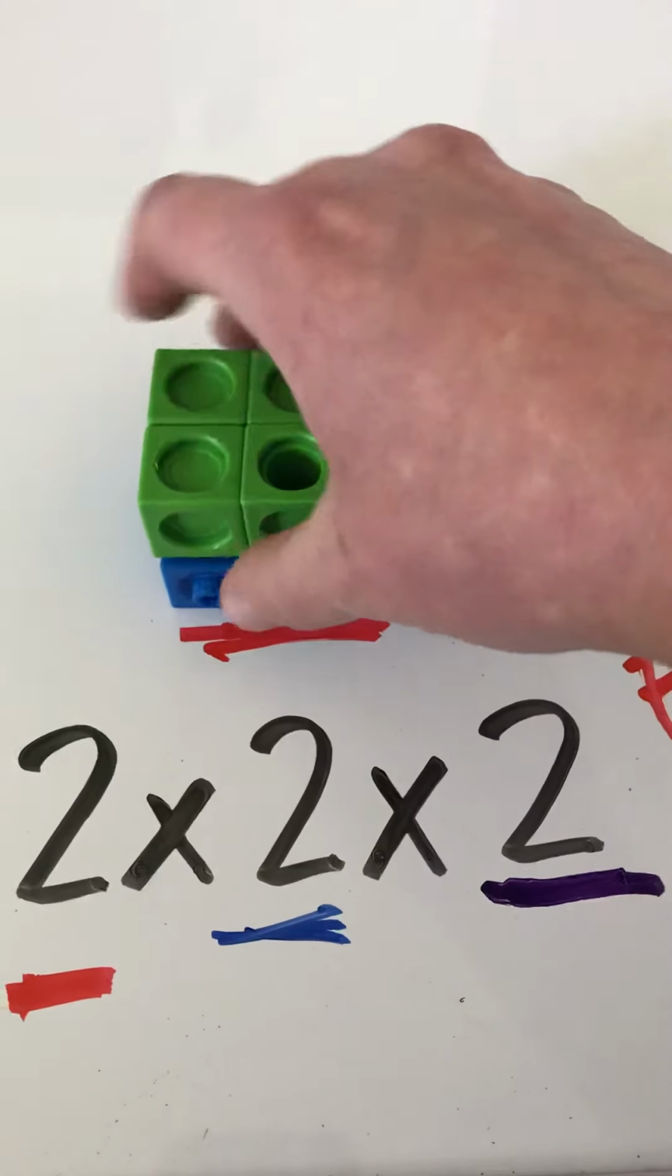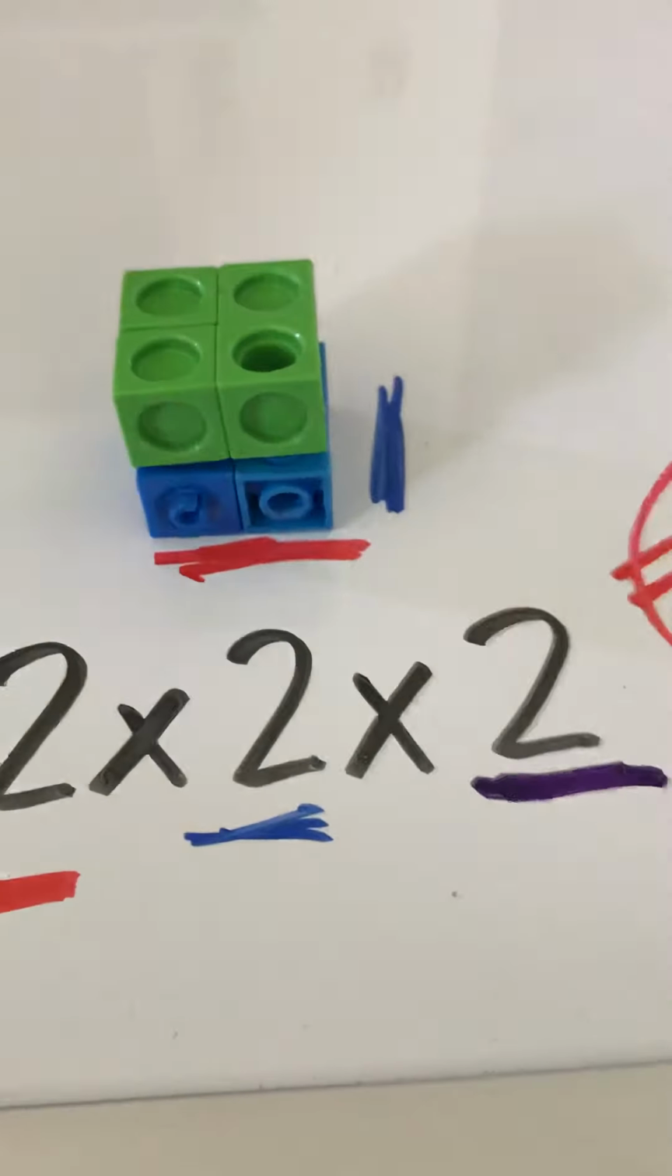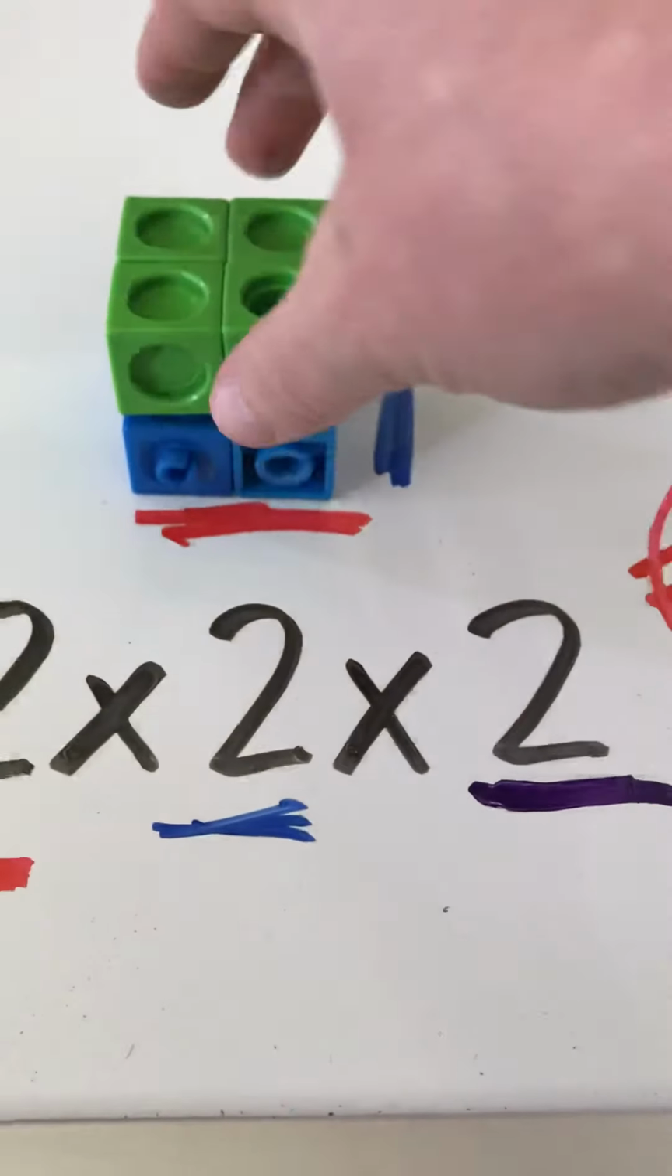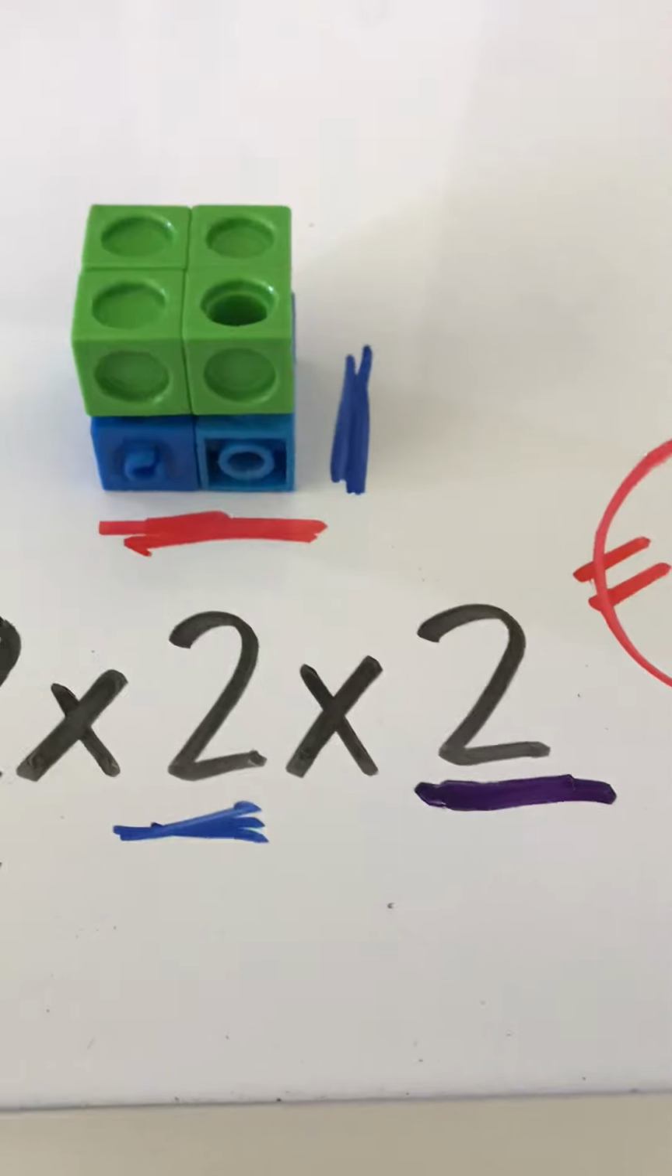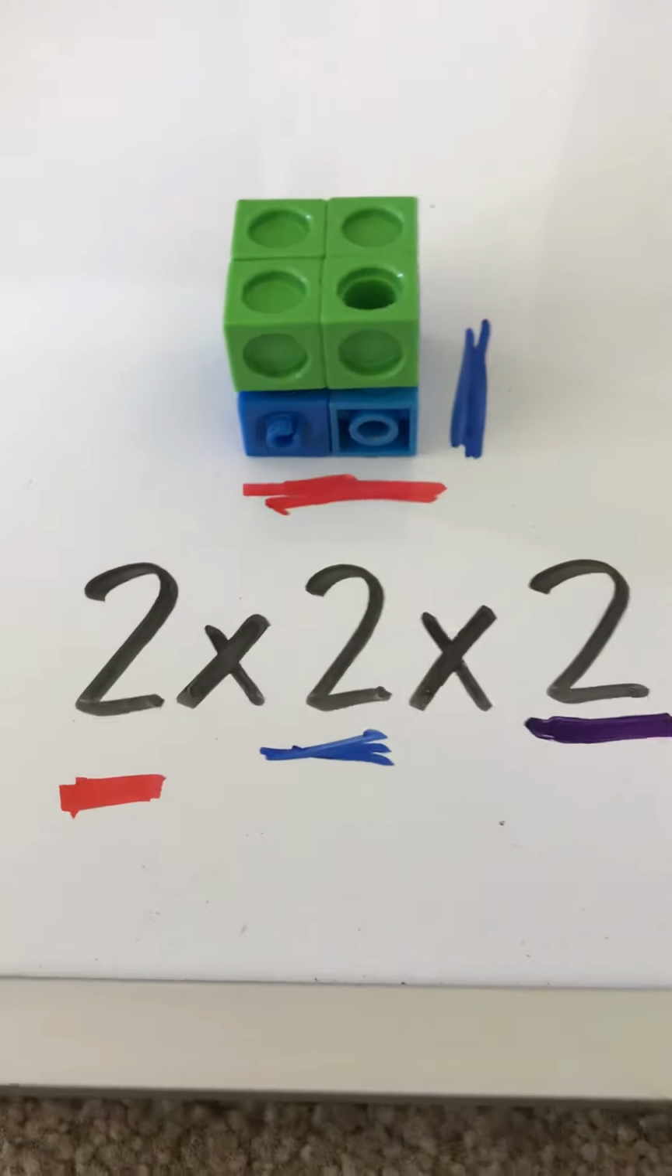So sometimes whenever you can't see the entire shape, like right now we can't see the back side or even the underneath side, you can use this idea of layers to help you break down the shape and help you see it better.